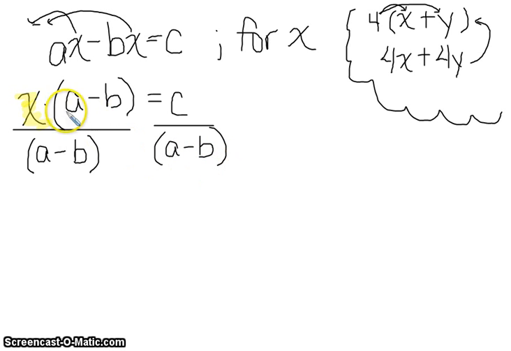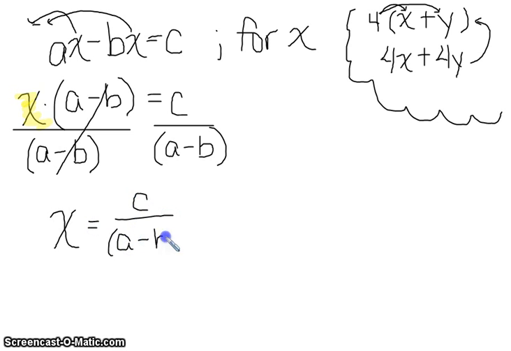So anything, no matter what it is, if it's divided by itself, even if it's an entire expression, A minus B divided by A minus B, anything divided by itself is 1. I no longer have A minus B on that side of the equation. The only thing I have left is X. And then to clean up the other side of my equation, I do have C divided by A minus B. And that's my answer.